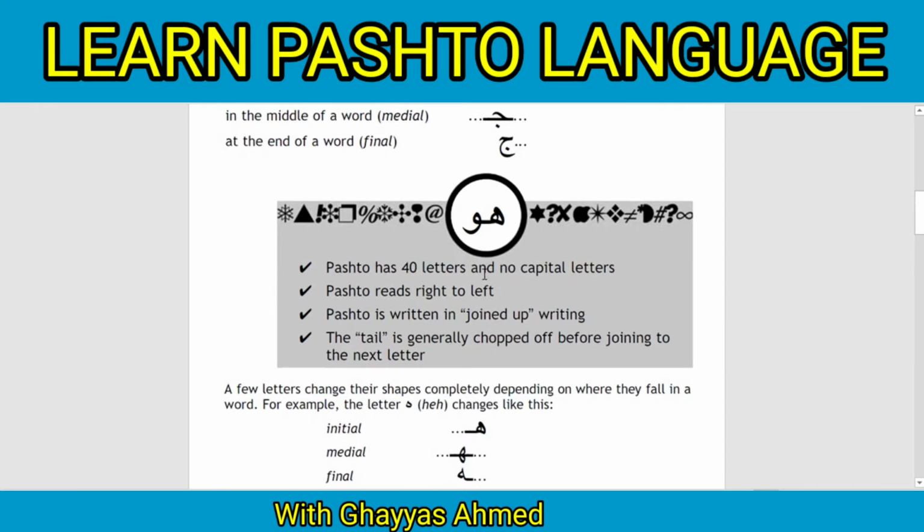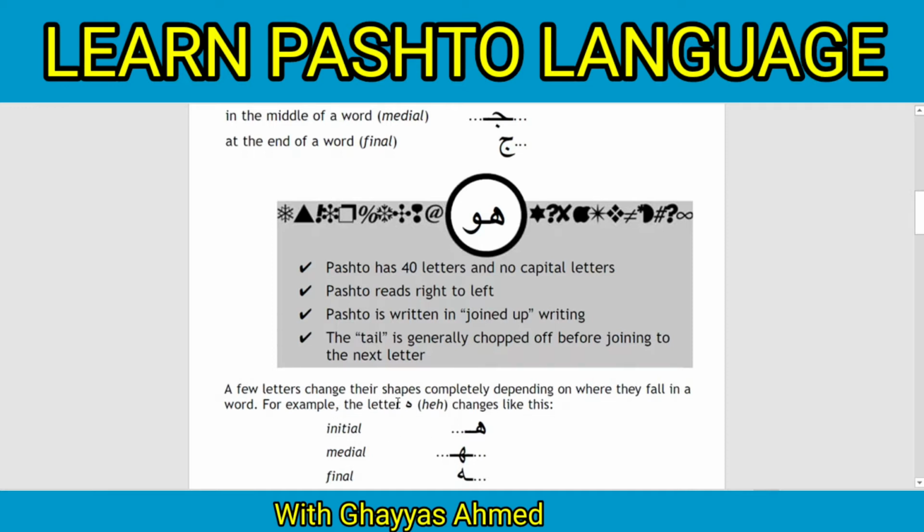Pashto has 40 letters and no capital letters. Pashto reads right to left. Pashto is written in joined up writing. The tail is generally chopped off before joining the next letter. A few letters change their shapes completely depending on where they fall in a word.